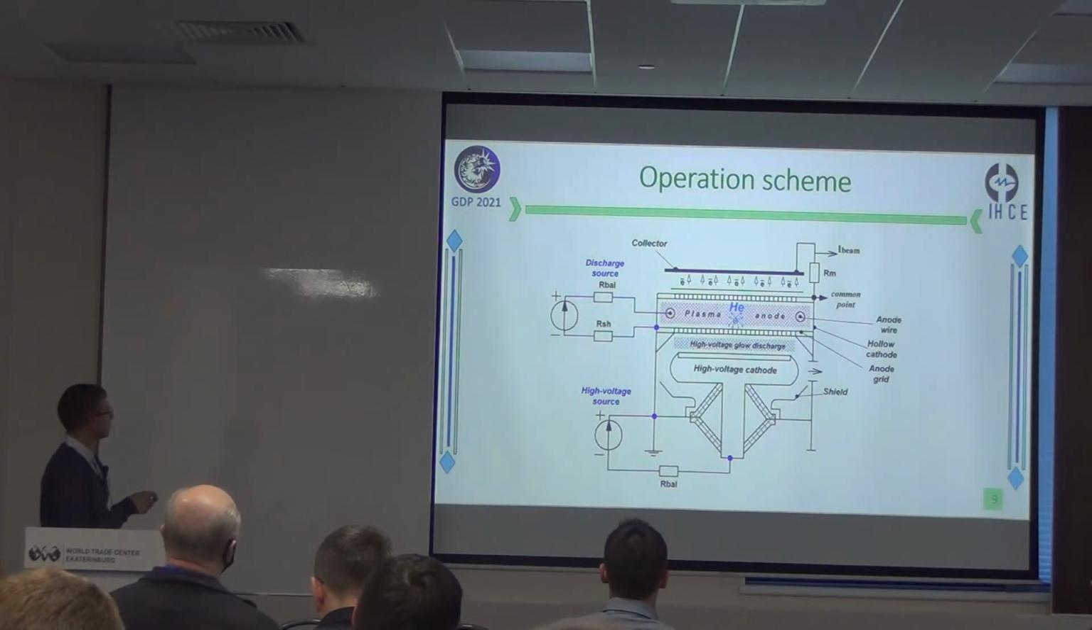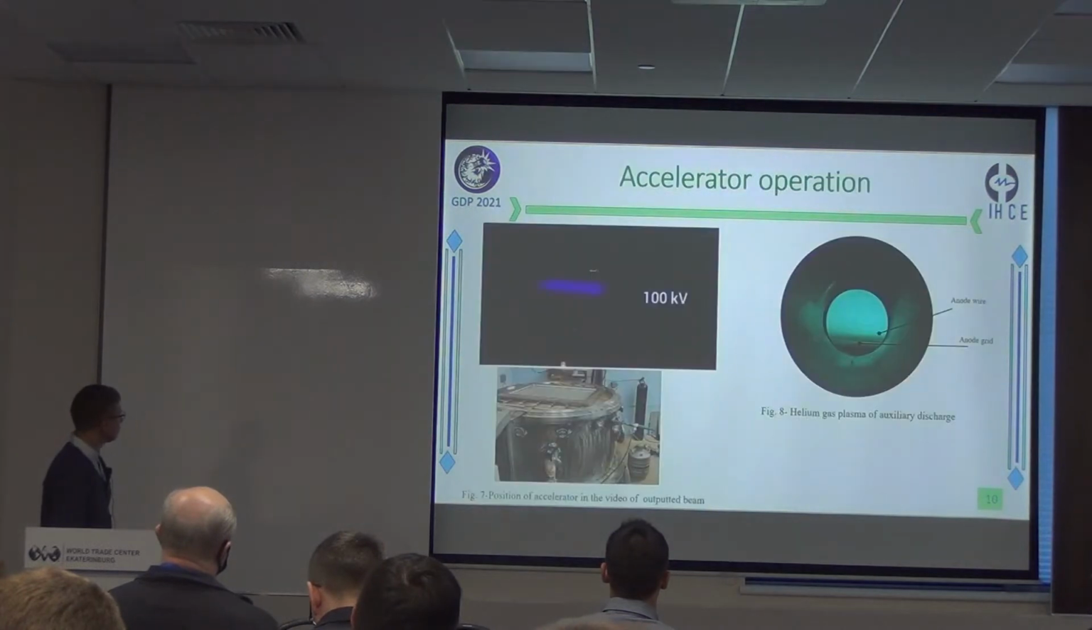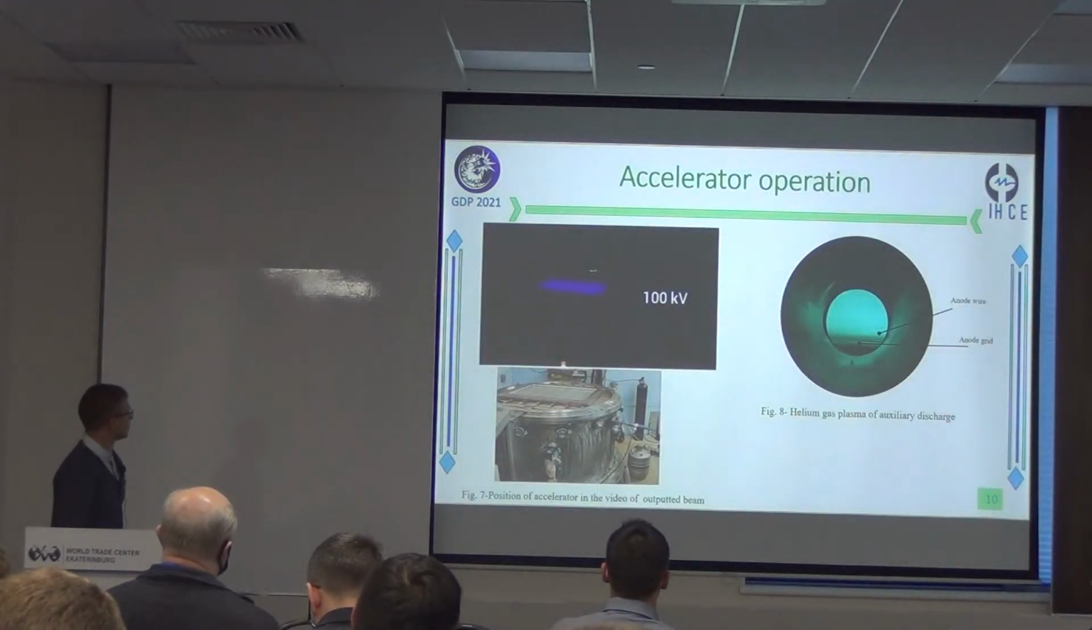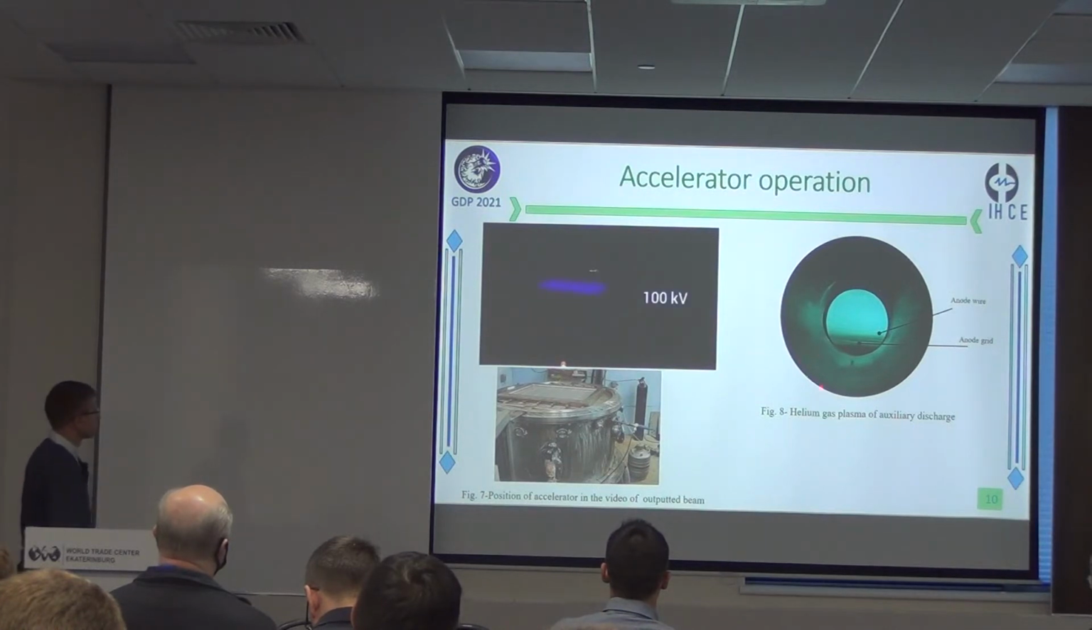Beam current is registered with the help of a collector. Here you can see the electron beam output in the atmosphere at different accelerating voltages. In the right picture you can see a photo of the helium gas plasma of the auxiliary discharge.